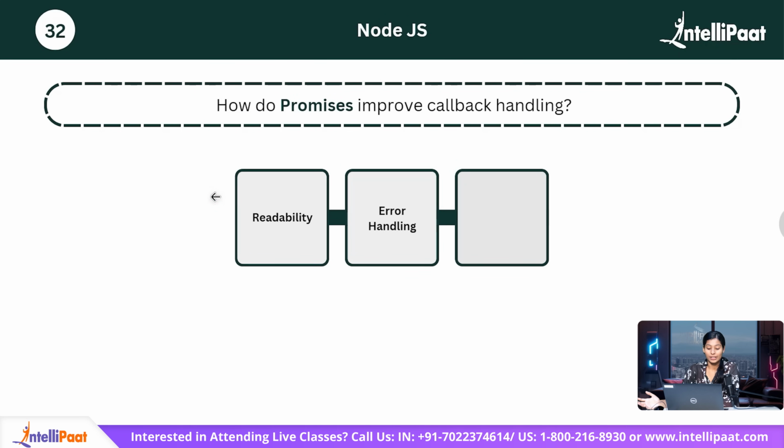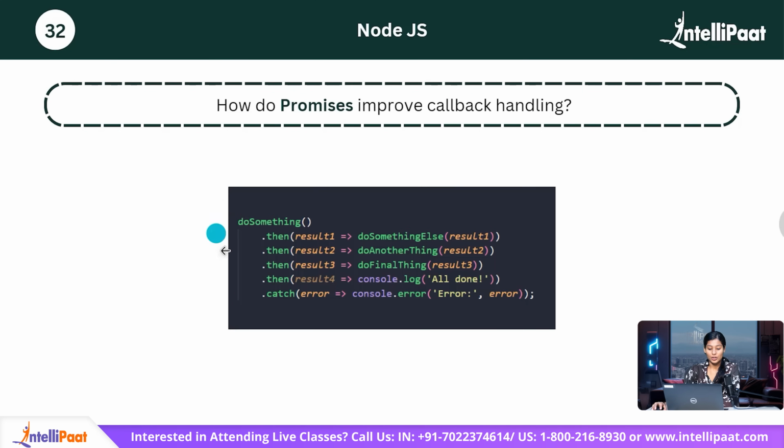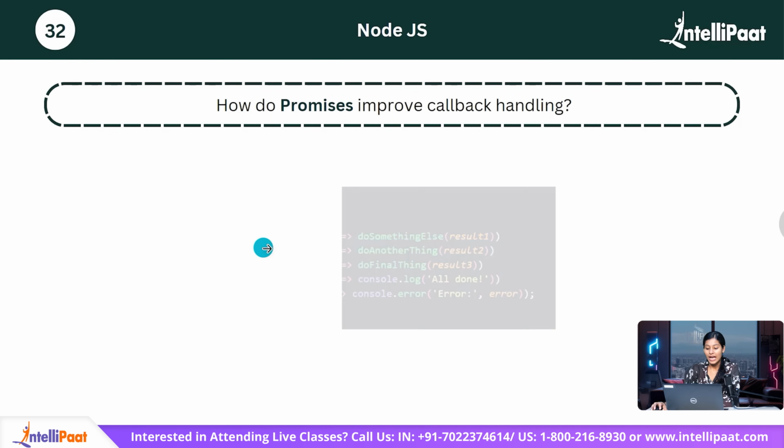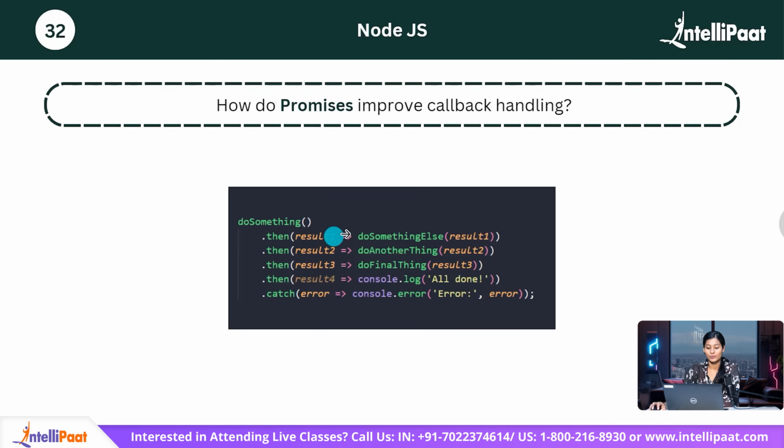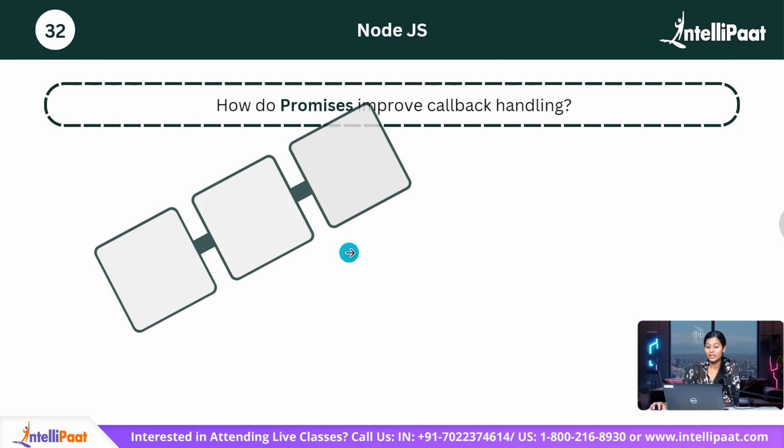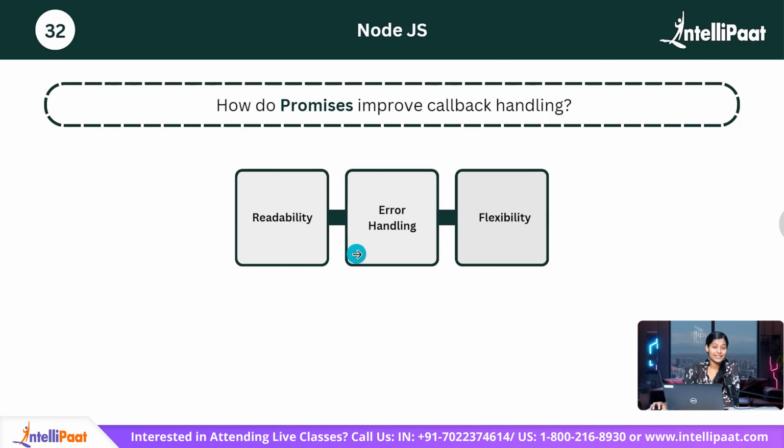It improves the readability of the code. Error handling is much better, because there's just one error statement which handles all of the errors. And whatever the error is, it will be mentioned here as well, so you'll know where the error is coming from. And then there is flexibility. Your code is much more modular and flexible.